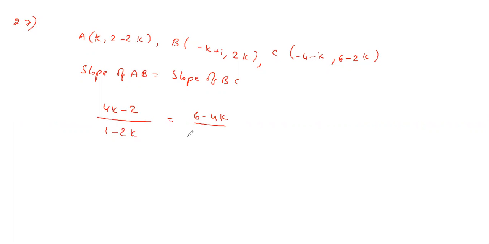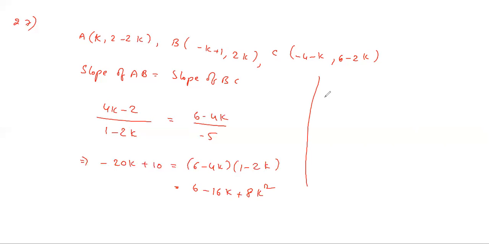So you cancel, minus 4 minus 1, minus 5. So cross multiplication: minus 5 into 4, minus 20k plus 10, equals 6 minus 4k into 1 minus 2k, 6 minus 12, minus 4, 16k plus 8k square. What is the quadratic equation? 8k square minus 20, if you take the right side, plus 20 plus 4k.